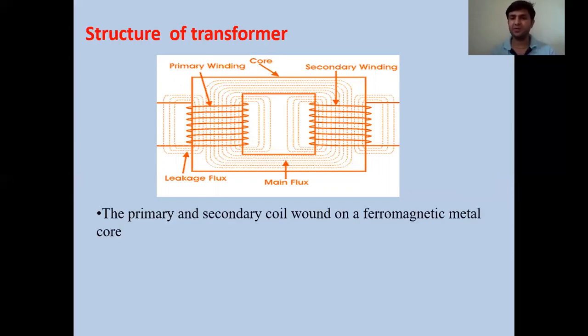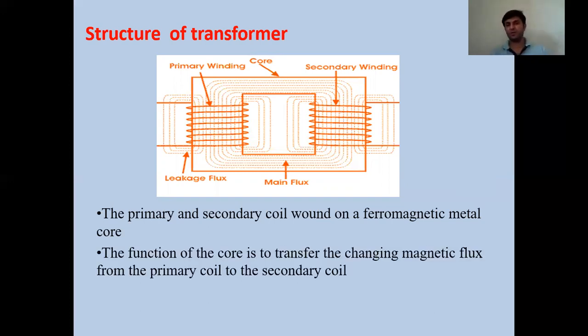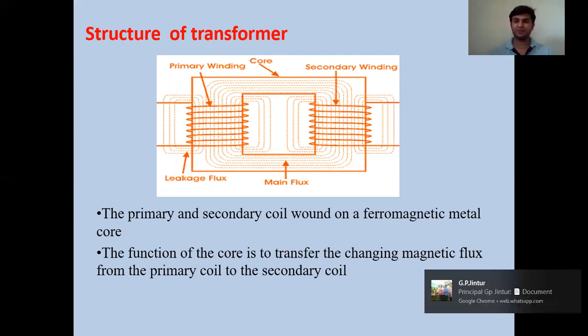The primary and secondary coils are wound on a ferromagnetic metal core. The function of the core is to transfer the changing magnetic flux from the primary coil to the secondary coil. What is the purpose of that core? The core transfers the changes in the magnetic flux, because there is electrical isolation between the primary and secondary winding. So the power is transferred through the action of the magnetic field.